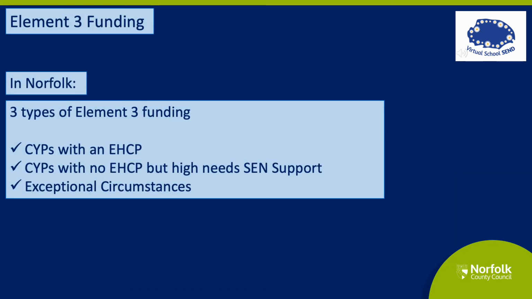There are three types of Element 3 funding in Norfolk. The first is for children and young people who have an EHC plan. The second is for those children and young people who have high needs but don't have an EHC plan and may not need one. The third is those children and young people whose circumstances are particularly exceptional and they need a very specific type of support.